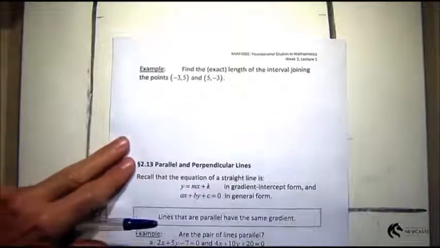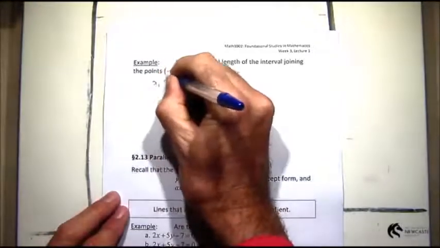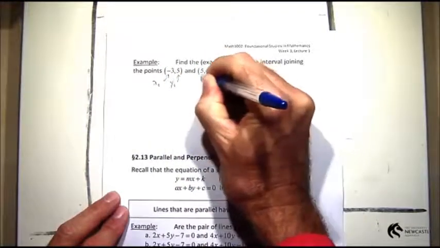And here's an example. We should do it, I guess. I might leave that page up, actually, I think. So I've got 2 points, minus 3, 5, and 5, minus 3. It won't matter which one you call x1, y1, which one you call x2, y2, because I'm squaring the thing anyway. So whatever negative signs are introduced will disappear anyway. So I shall call that one x1, y1, and that one x2 and y2.